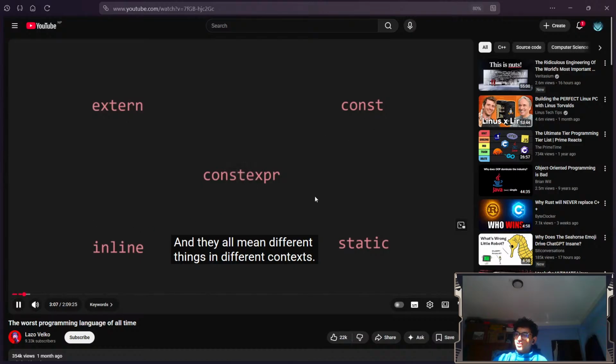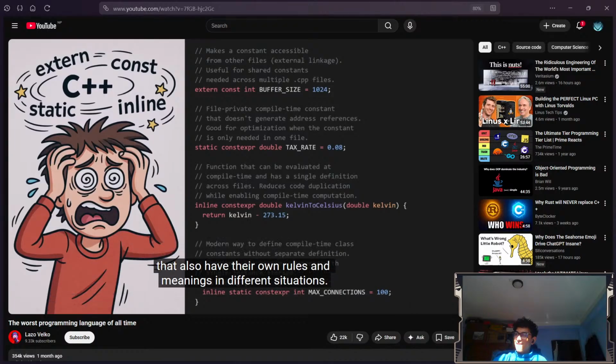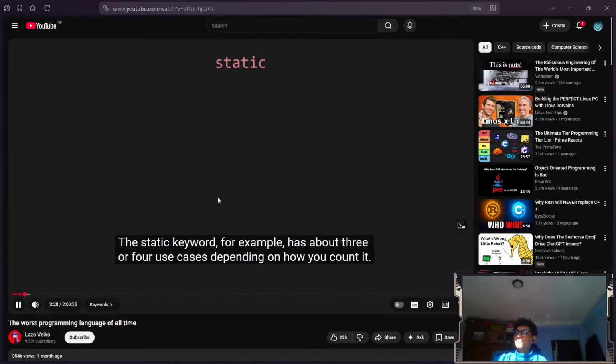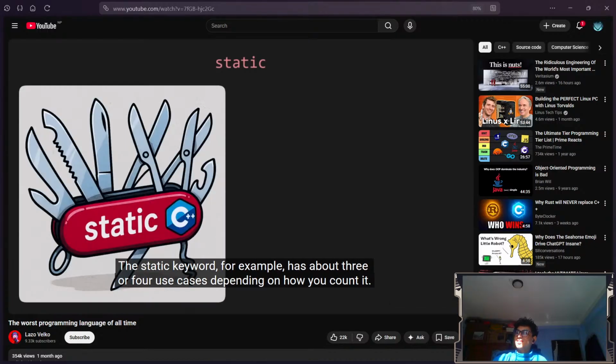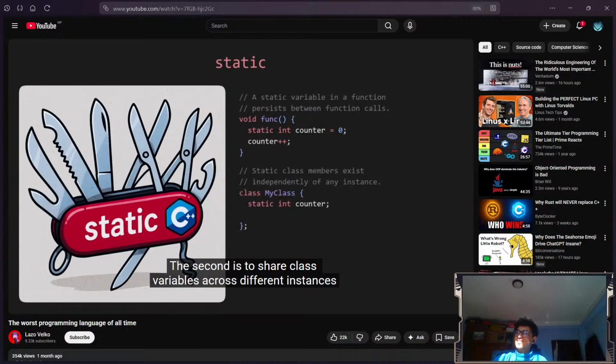they all mean different things in different contexts, and you have different idiomatic combinations of them that also have their own rules and meanings in different situations. And C++ aggressively repurposes existing keywords in inconsistent ways. The static keyword, for example, has about 3 or 4 use cases depending on how you count it. The first one is to make variables persistent between function calls. The second is to share class variables across different instances, or create class functions that exist independently of any instance.